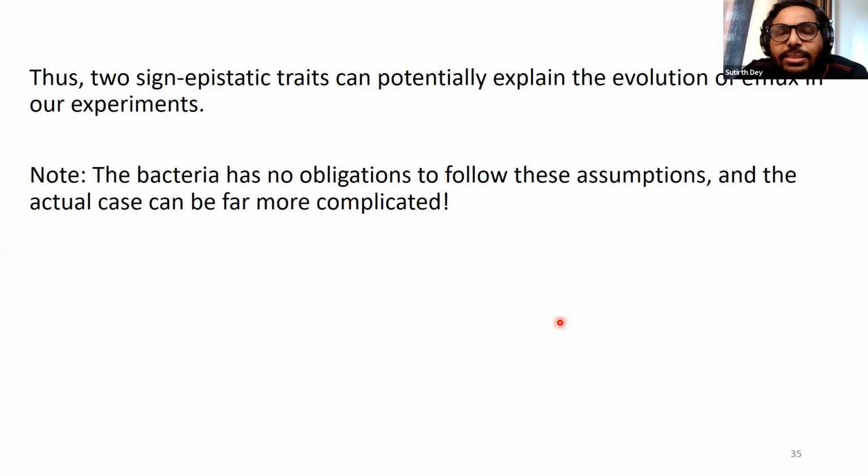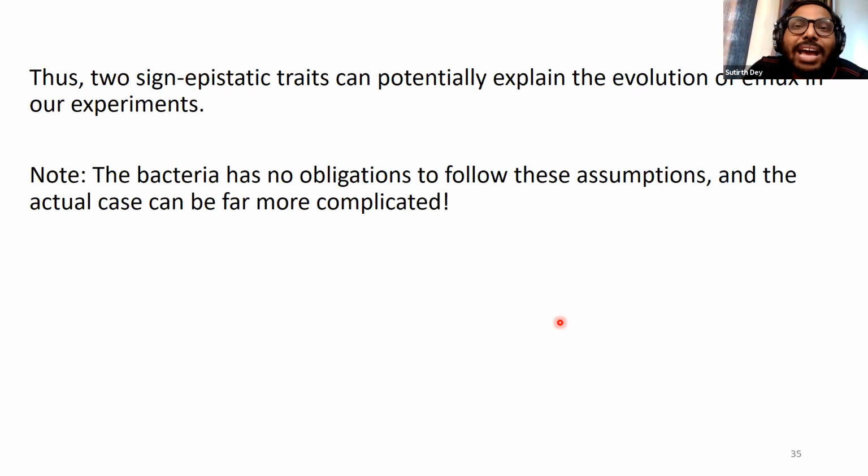So at least technically, these two sign epistatic traits can potentially explain the evolution of efflux in our experiment. Now, please note that this is just a simulation. The bacteria are under no obligation to follow these assumptions, and the actual case can be far, far more complicated. For example, we can still have two traits, but the fitness landscape between them can be way more complicated than the simple 3 by 3, 9-state one that we took. It can be non-monotonic and all kinds of stuff.